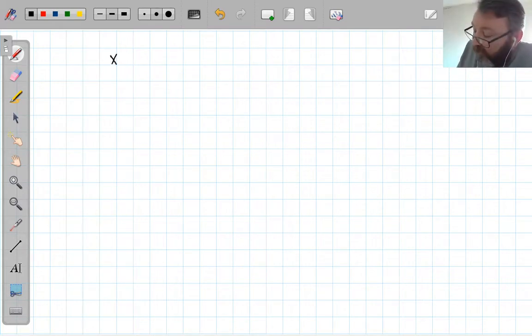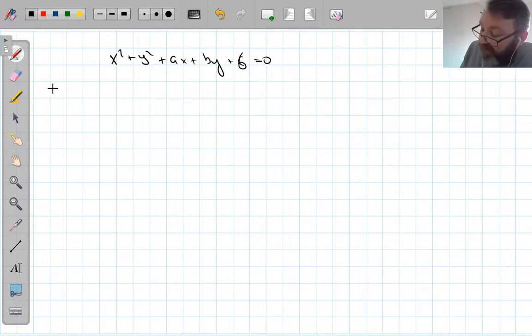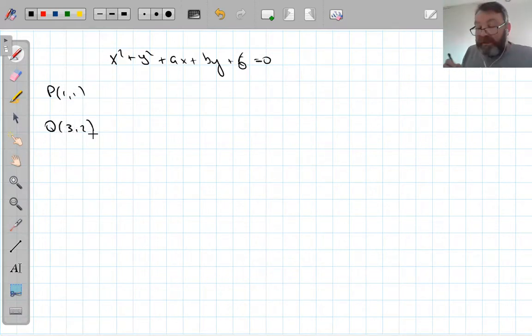Now the one thing here we're told is x squared plus y squared plus ax plus by plus 6 is equal to 0. That is the circle that contains the points P, which is (1, 1), and Q, which is the point (3, 2). Now, if a circle contains the points, then we have to remember when we put the points into the equation of the circle, the left-hand side will be the same as the right-hand side. So I'm looking to build equations in a and b.